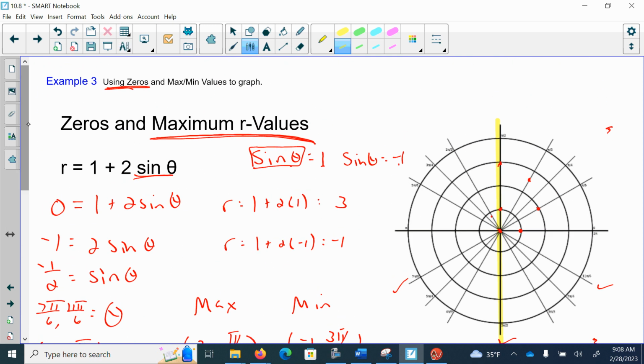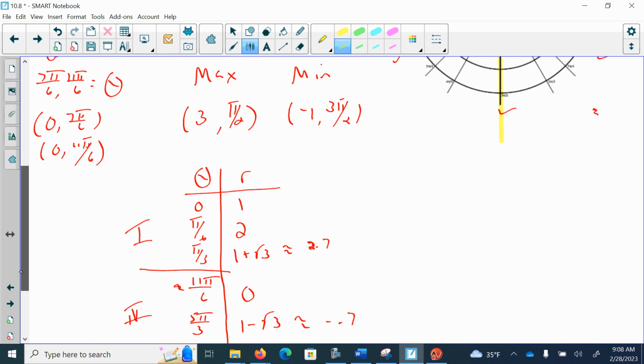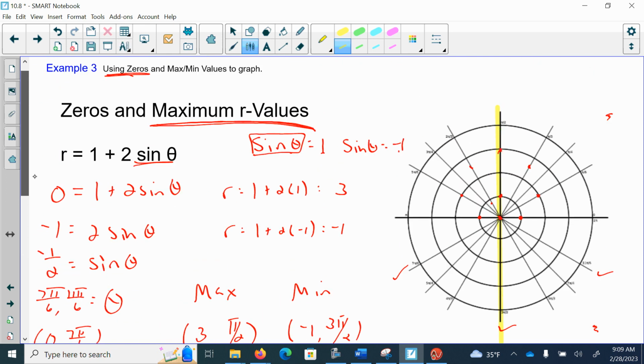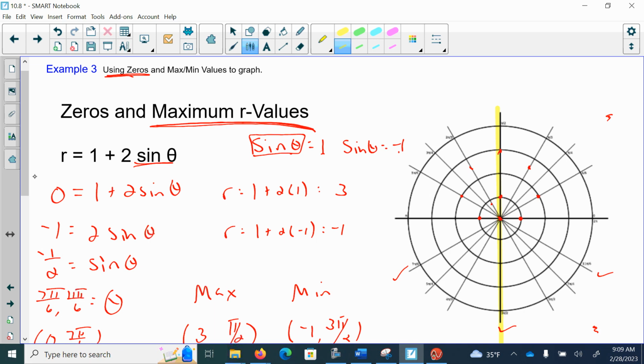So I plotted 0, 1, and now I'm going to map it over, so I'll have this point here. I plotted pi over 6, and that was 2, so I'm going to go over here, 2. This was 2.7, so 2.7. And I think that's all I can do. Oh, and then I did have 5 pi over 3, which is negative 0.7. So here's 5 pi over 3. Down here it is negative 0.7, which will map over here. And when I sketch my graph, I get something that looks like this.